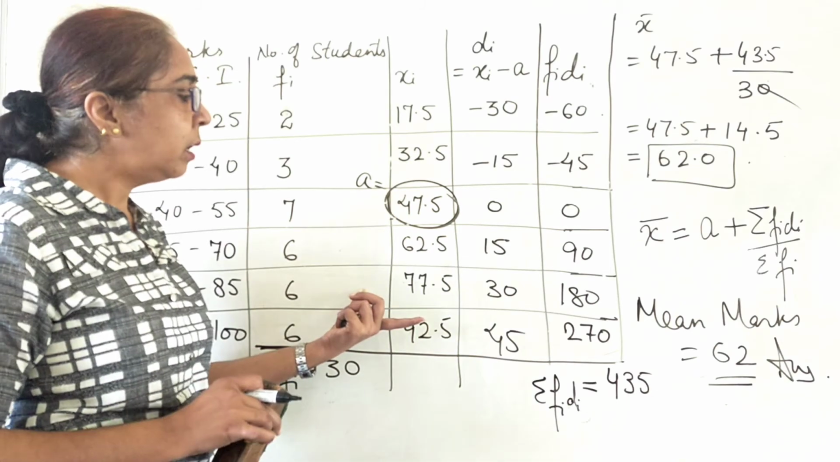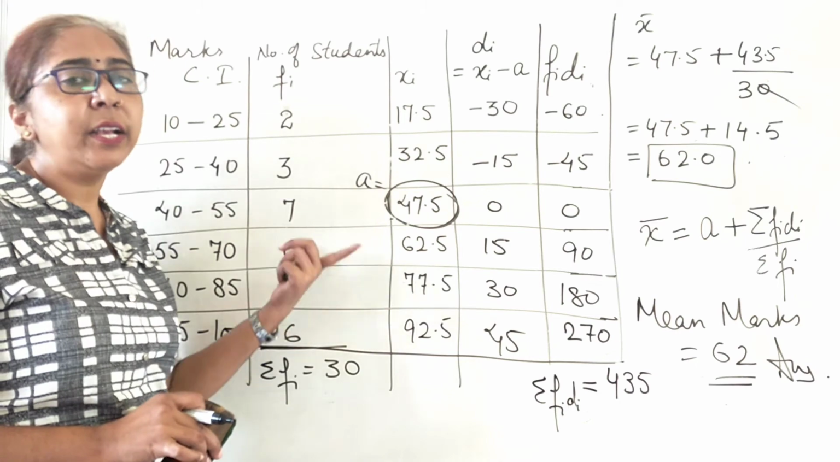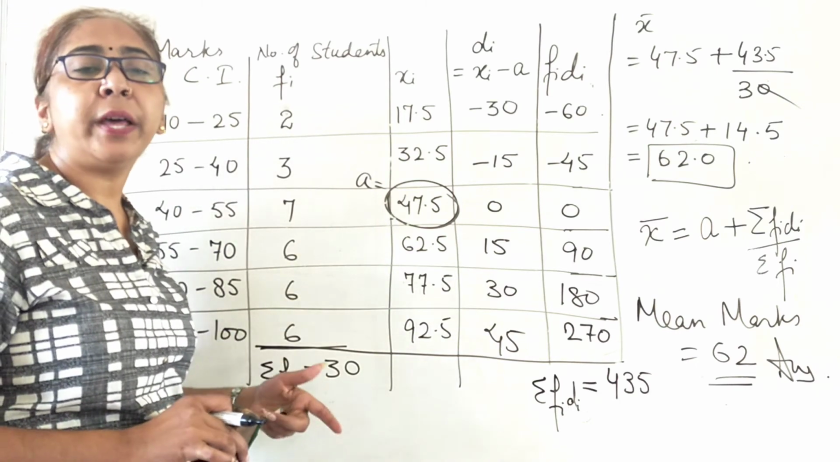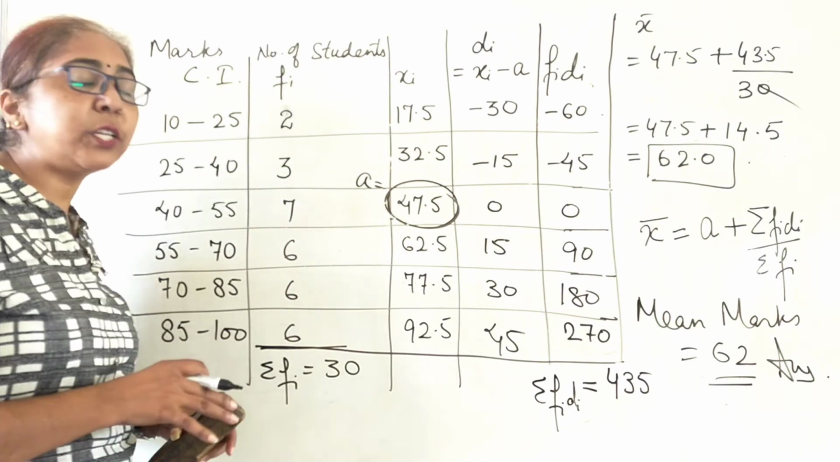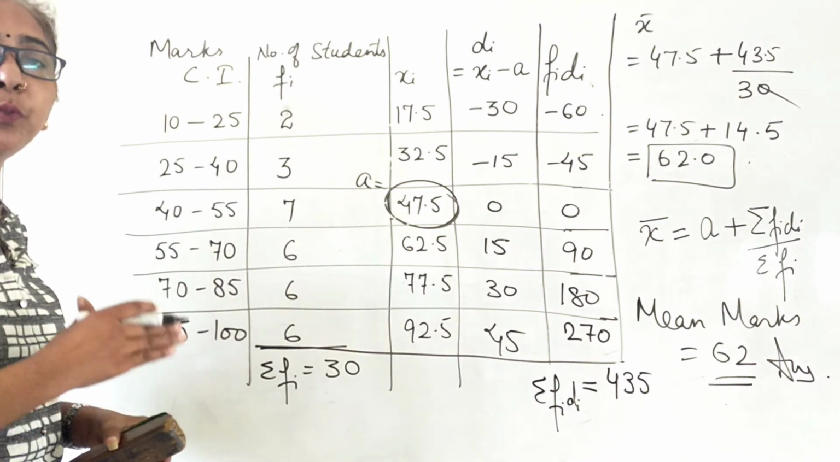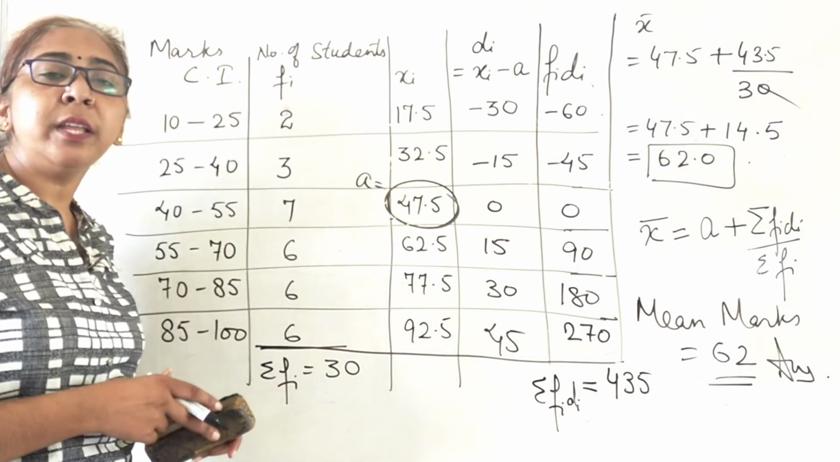So that's up to the question. If the values are smaller, you can apply the direct method. If they are bigger, then you'll have to apply the assumed mean method. So I hope you understand how to do the question using the assumed mean method, how to find the mean using the assumed mean method.